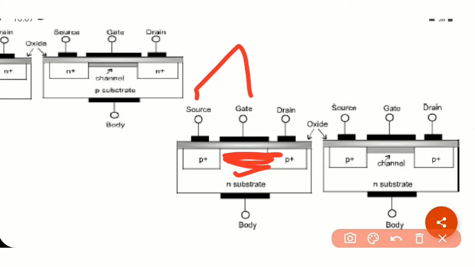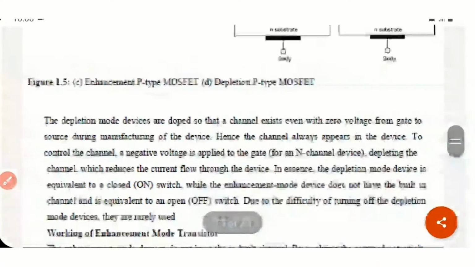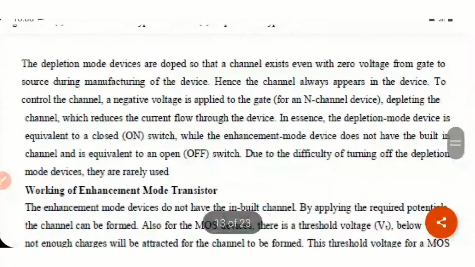Clear? And another thing, PMOS transistors are slower than NMOS because the hole mobility is less by a factor of approximately 2.5 than the electron mobility. So let's move forward. So let me read out the theory.